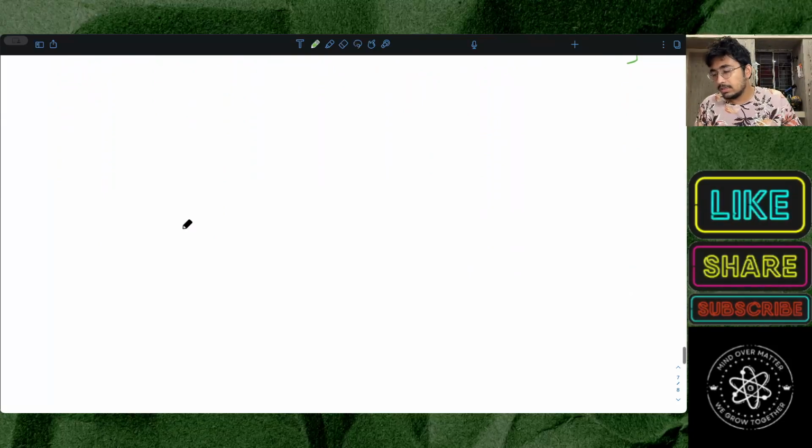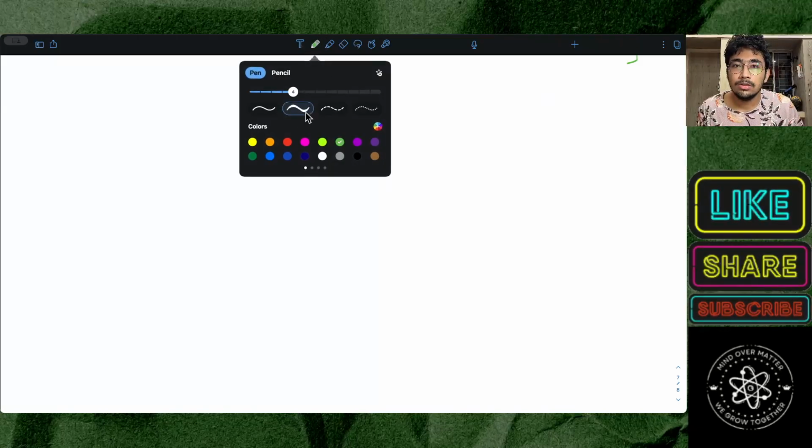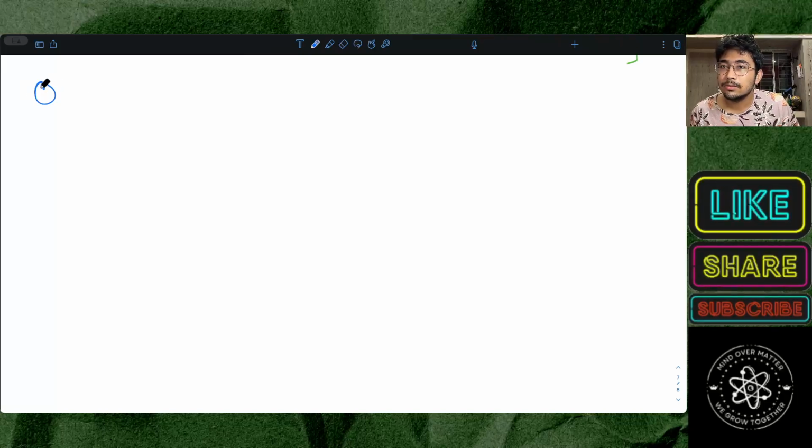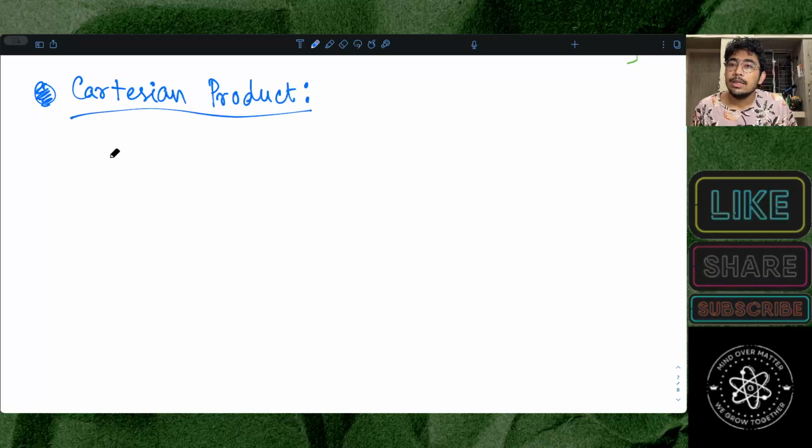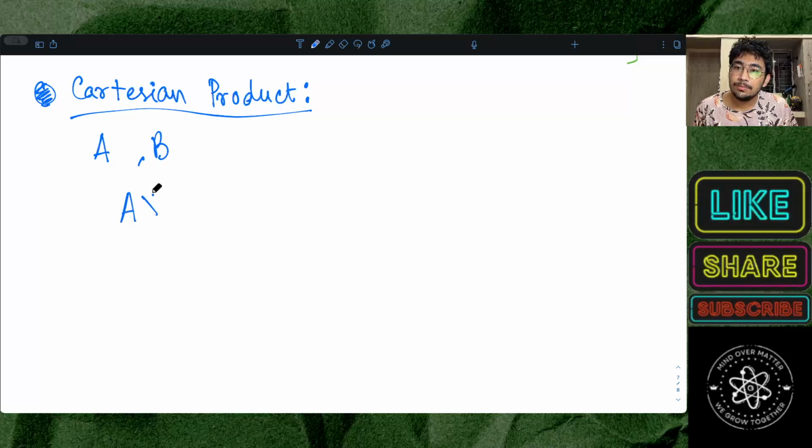Okay, now we are going to talk about another important topic called the Cartesian product. Let me change the color again. This is very important. Pay attention. If suppose there are two sets A and B, then their Cartesian product is denoted by this sign of multiplication, or cross, A cross B.